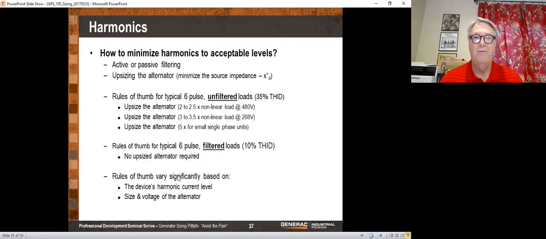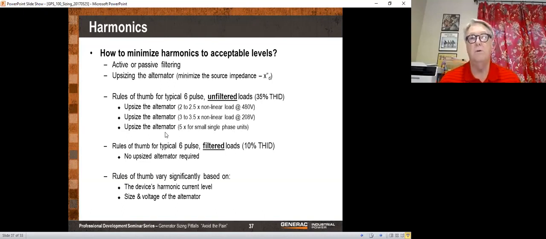If you have a variable frequency drive, and it's unfiltered, in other words, you have reactors, but you don't have a harmonic filter, you're going to have about 35% total harmonic distortion, and you're going to have to upsize the alternator 2 to 2.5 times at 480 volts, 3 to 3.5 times at 208 volts, or 5 times for single phase units in order to control your harmonics. And that's the second reason to have an upsized alternator.